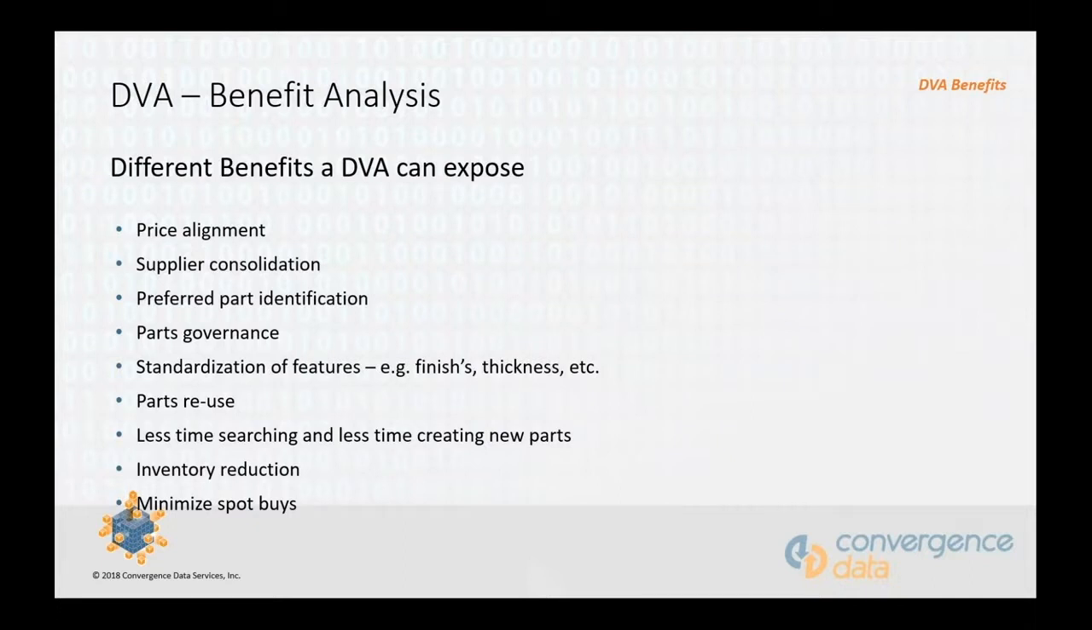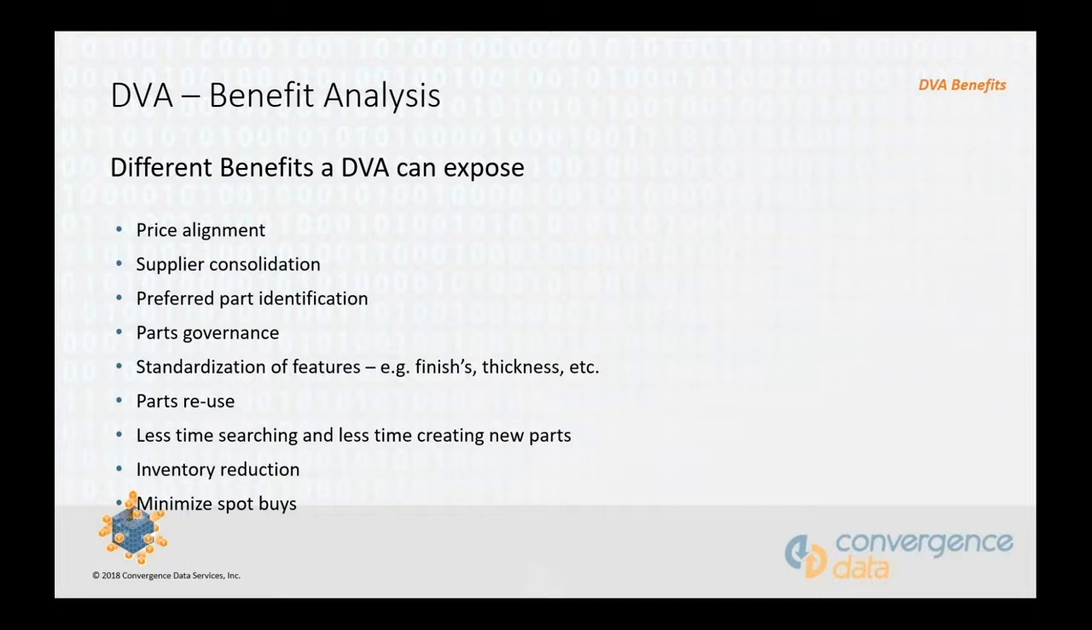So to summarize, there's a lot of different ways and different benefits that you can get from a DBA. You can expose price alignment opportunities, which I was just talking about, and supplier consolidation. You can help with preferred part identification. What are the parts that you want to make preferred, which have the most common configurations, and which ones should not be preferred, that have maybe the least common configurations that you want to phase out? Those are the ones that may be driving the proliferation.